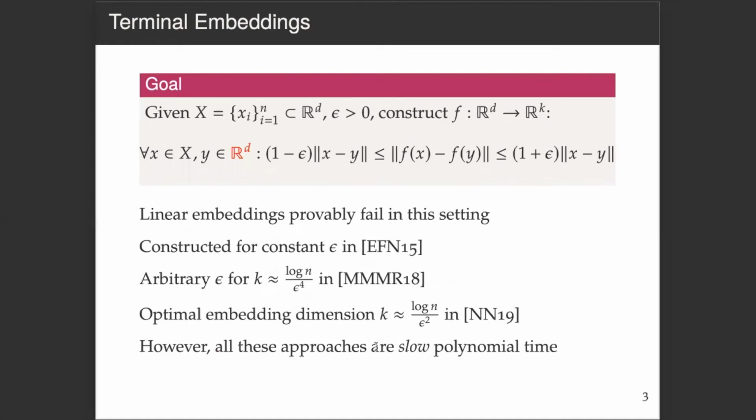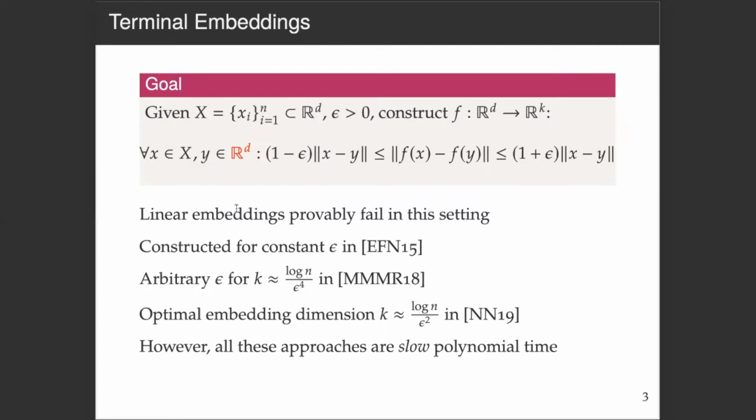And one way of doing that is to strengthen the second constraint. Not only do you now want to preserve distances between pairs of points in X, but you also want to preserve distances from any other point in R^D to any point in X. So in the earlier definition, we could only preserve distances between pairs X and Y, both from capital X. But now you let Y be any point in R^D.